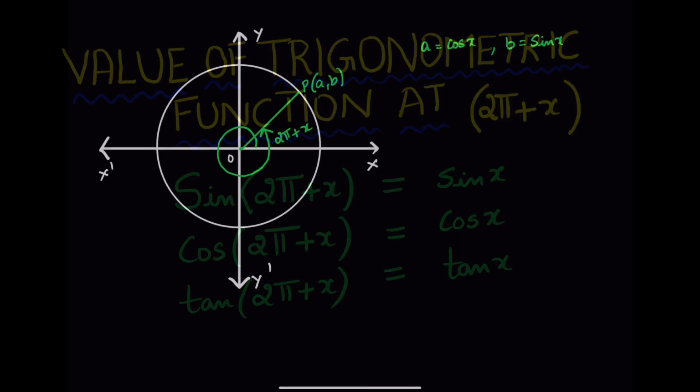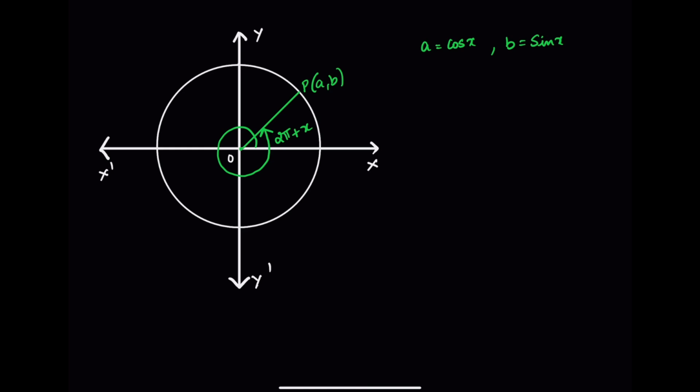Let's get started. Let us consider this unit circle with center O. Let P be a point on the circle which has traversed 2 pi plus x angles. So 2 pi plus x is nothing but 360 degrees plus x. So the angle formed within a circle is 360 degrees. So this means that P has traversed an angle of 2 pi plus x and again reached the point P.